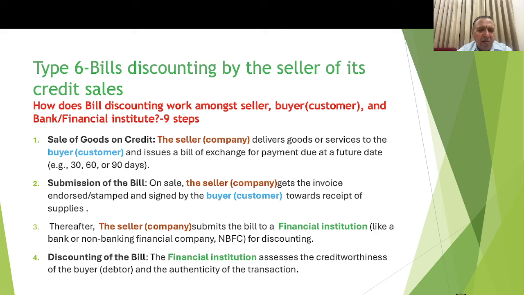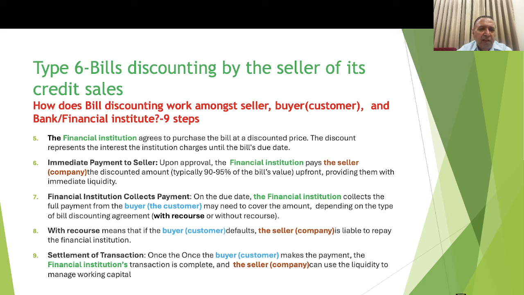Step number four, discounting of the bill. The financial institute assesses the creditworthiness of the buyer, the debtor, and the authenticity of the transaction. This is where the stamping of the receipt of the material by the buyer or the customer is important. Step number five, the financial institution agrees to purchase the bill at a discounted price. The discount represents the interest the institution charges or earns until the bill's due date. Step number six is immediate payment to the seller. Upon approval, the financial institution pays the seller the discounted amount, typically 90-95% of the bill's value, or it could be different, just a figure which I am suggesting, providing them with immediate liquidity.